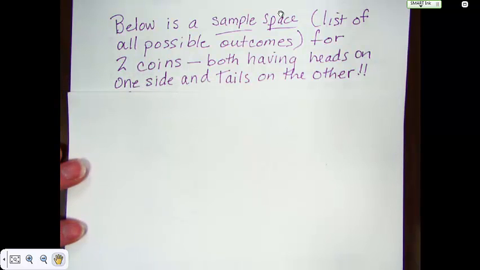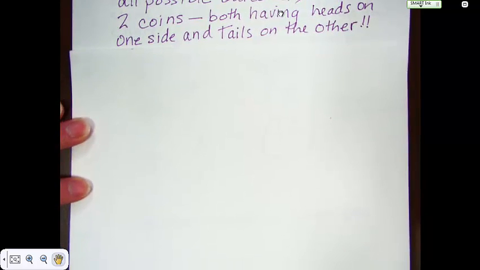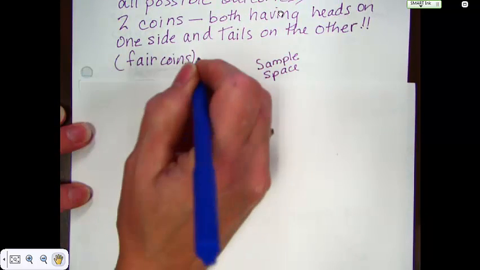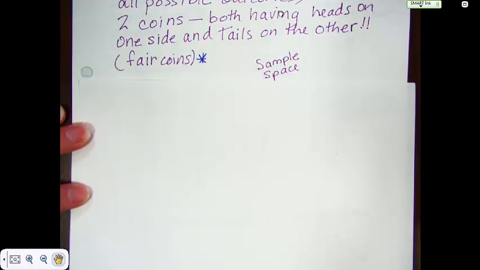Now you've done this before. This is not going to be like a big surprise to you. Okay, and then we call these fair coins. Fair coins means that the weight on one side of the coin is exactly the weight on the other.